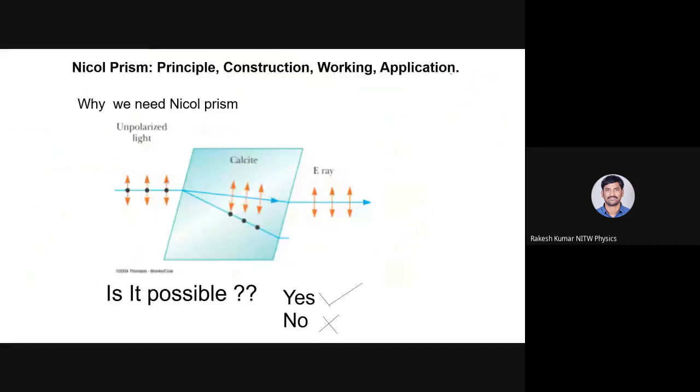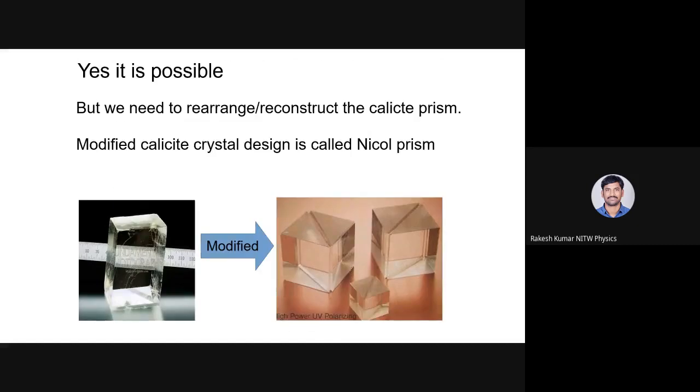Okay. So just now we have seen, if we want to block one of the rays, it is actually possible. We can do that by doing some modification. So as I said, you're going to modify your calcite crystal to a modified version. That modified version is called Nicols prism.